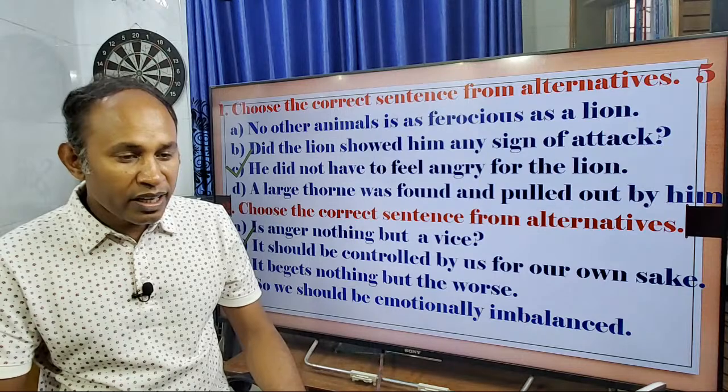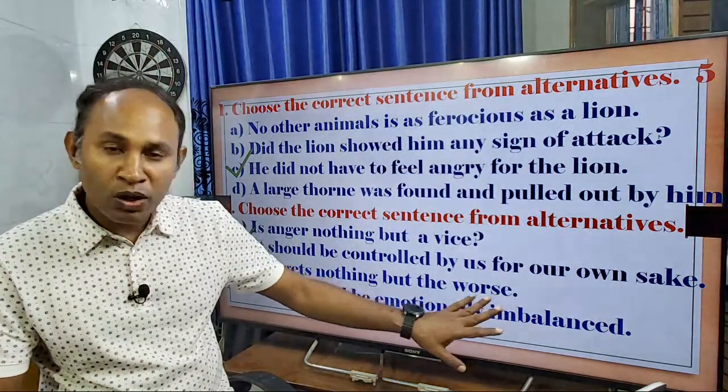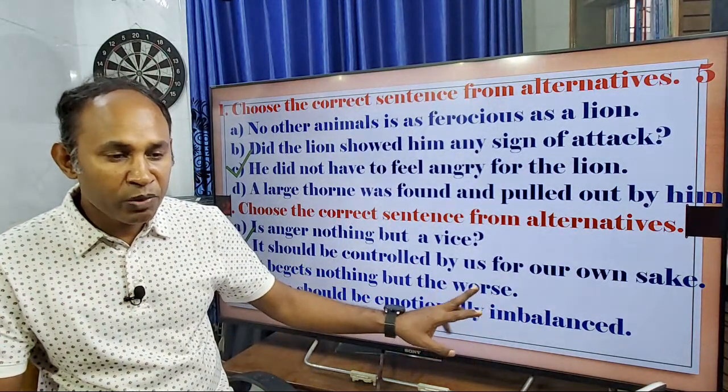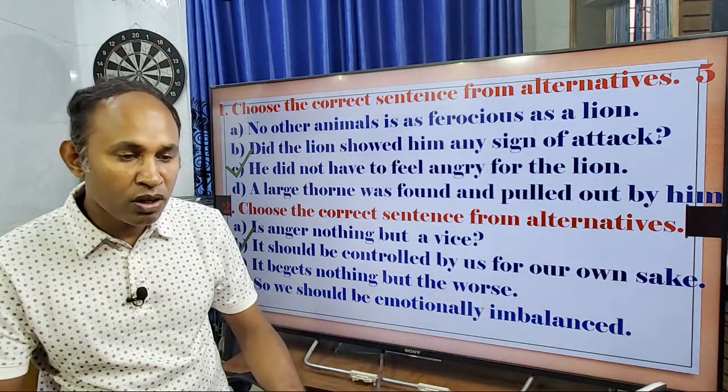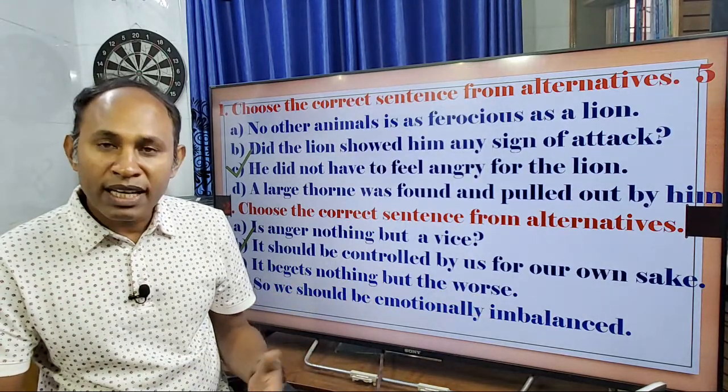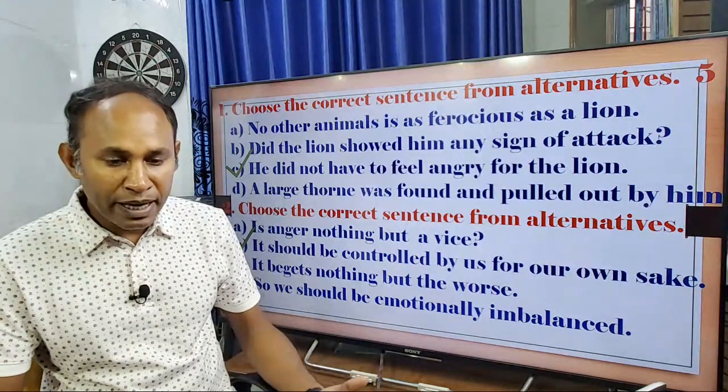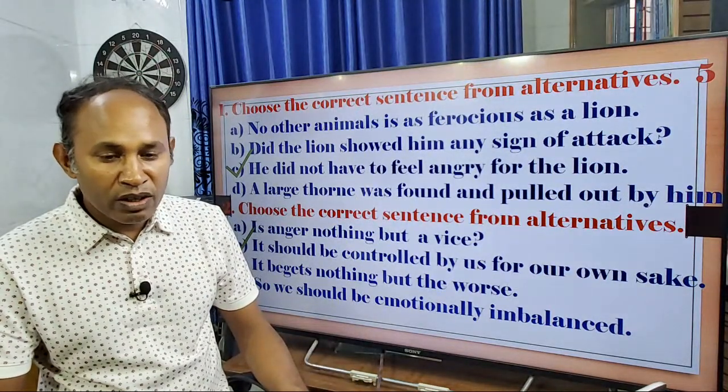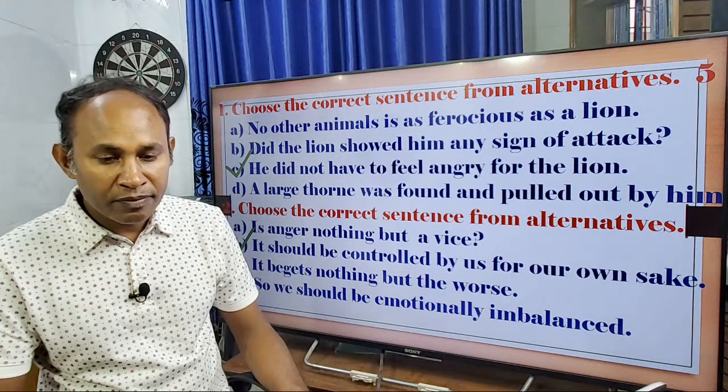Okay, so here "it begets nothing but the worst." Later, here the superlative degree has to be used. That's why C was wrong. "We should be emotionally imbalanced." Now, we should be emotionally balanced. So that's why your answer B is absolutely the right answer.